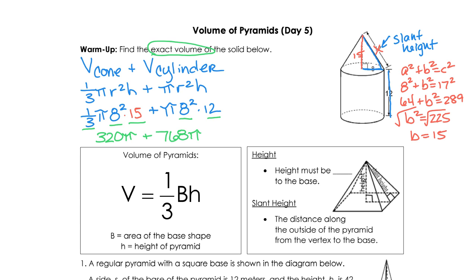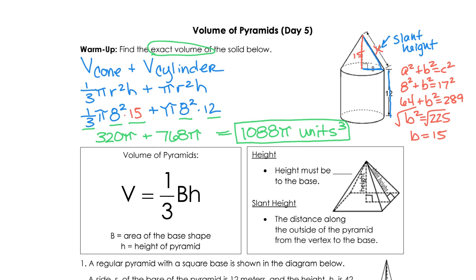Since both volumes have pi in it, that makes them like terms, and we'll be able to add them together. So 320 plus 768 is going to give us 1,888 pi. And that is our volume. And so this will be units cubed. And there's the total volume of the cone on top plus the cylinder on the bottom.